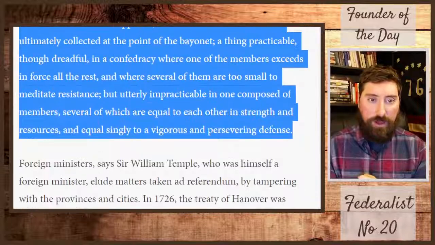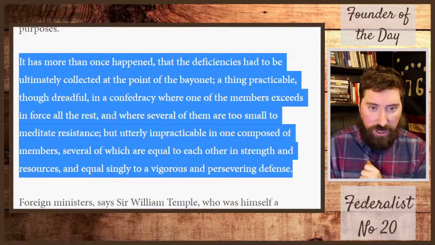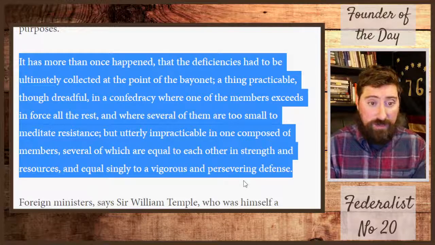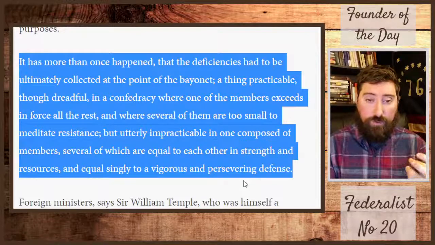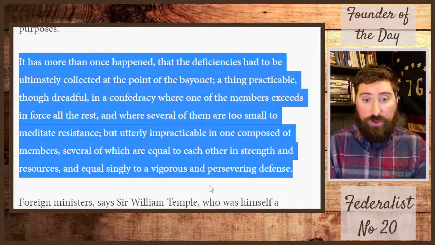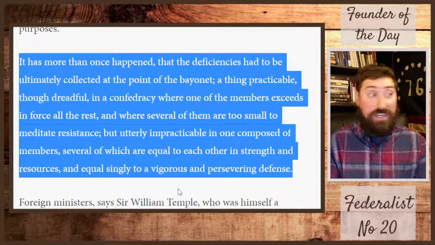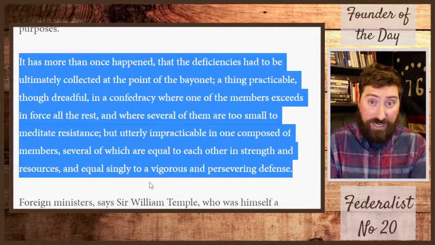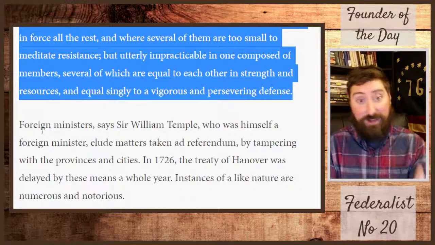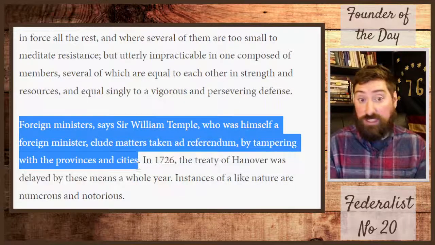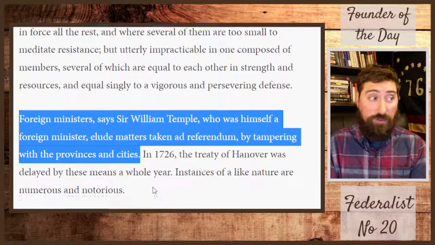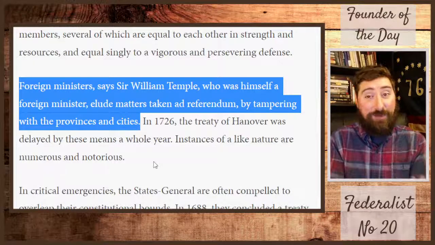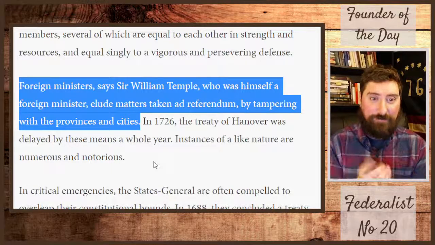Okay. Oh, you know what? There's more to it. Let me finish up this. Where several of them are too small to mediate resistance, so they can't protect themselves, but utterly impractical in one composed of several members, so ones that are equal in strength to each other, but vigorous in preserving defense. So the smaller states would need to come together and defend each other against the more powerful state that's pushing these policies. And of course, that essentially would be a civil war within the Dutch Republic. He doesn't outright call it a civil war, but be afraid of it.